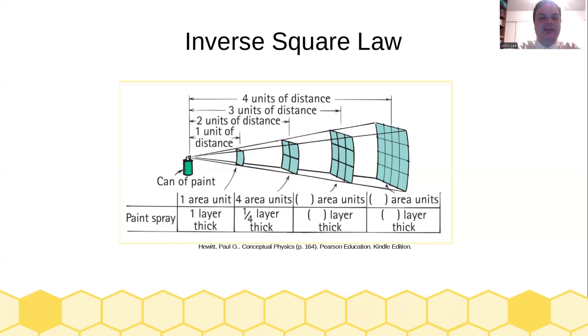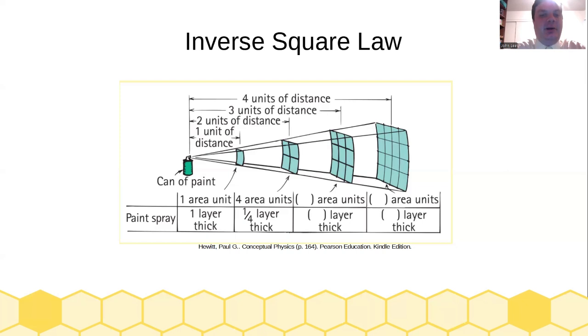When you get 3 units of distance away, it's going to be 9 times the amount of area needing to be sprayed, which means that each layer is only 1/9 as thick as at the 1 unit of distance. And as you get 4 units of distance away, the area is 16 units of area, which means that each layer is 1/16 as thick as it was when it's 1 unit of distance away.